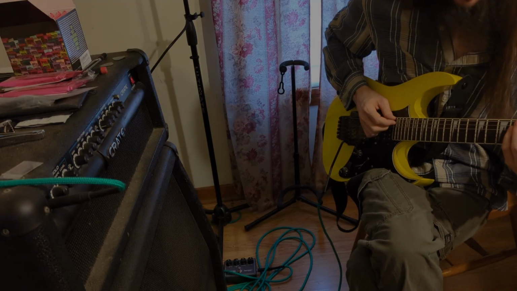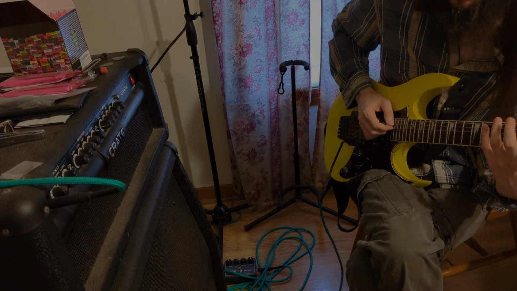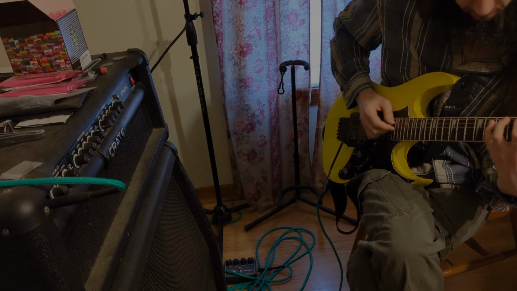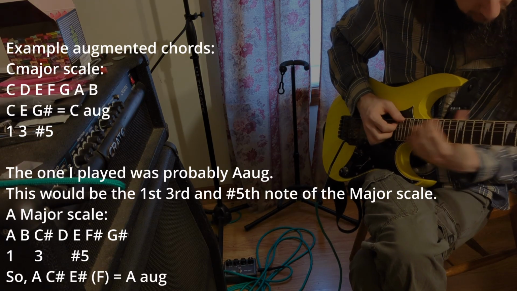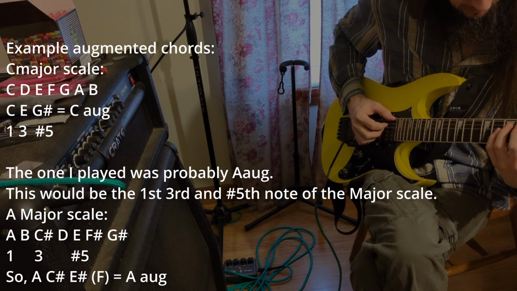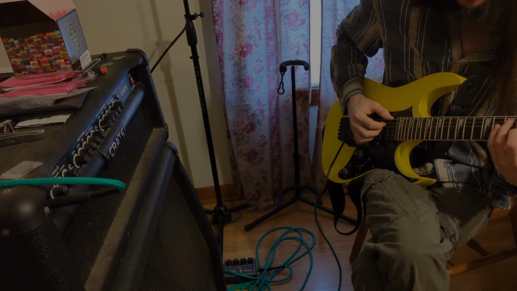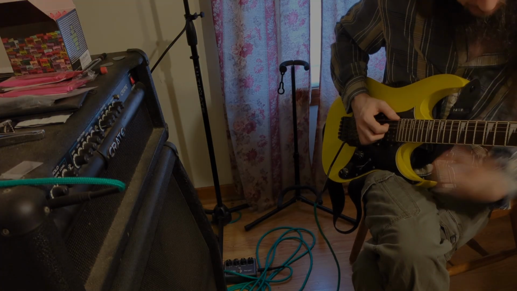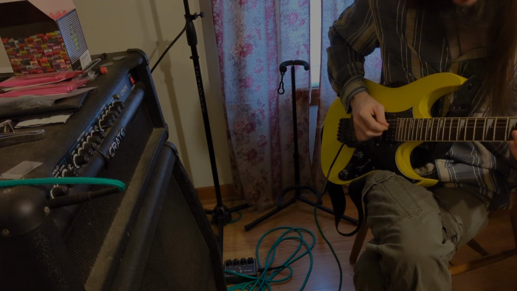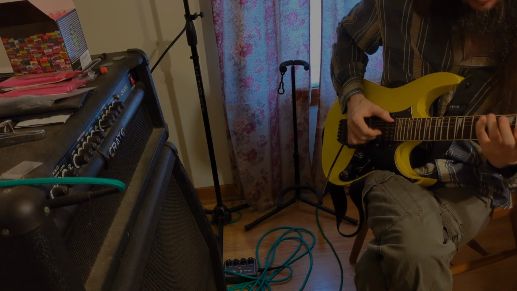I mentioned augmented having a root, a major third and a sharp five. The dominant seventh has a major third but a minor seventh. So root, fifth, minor seventh, major third.